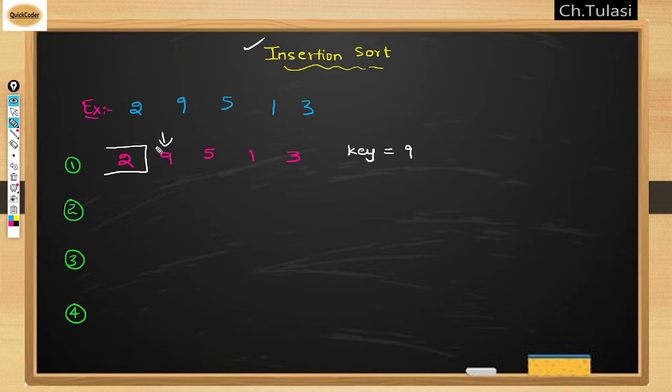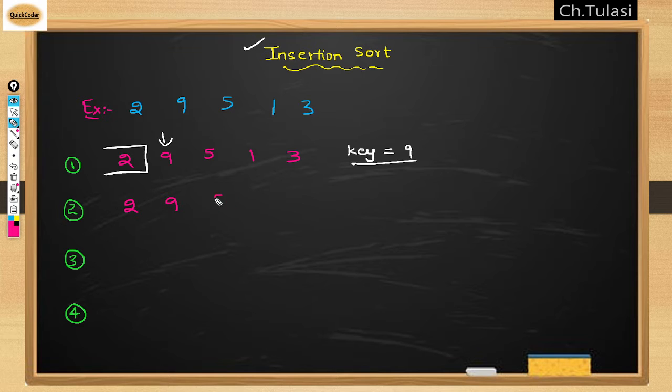So let's start from the next element. Let's take the key as 9. We will compare this 9 with 2. Let's assume this is a room, and in this room you have to insert the elements in ascending order only. I want to insert this 9 into this room, and it should follow ascending order. As 2 is already less than 9, we don't need to do anything.